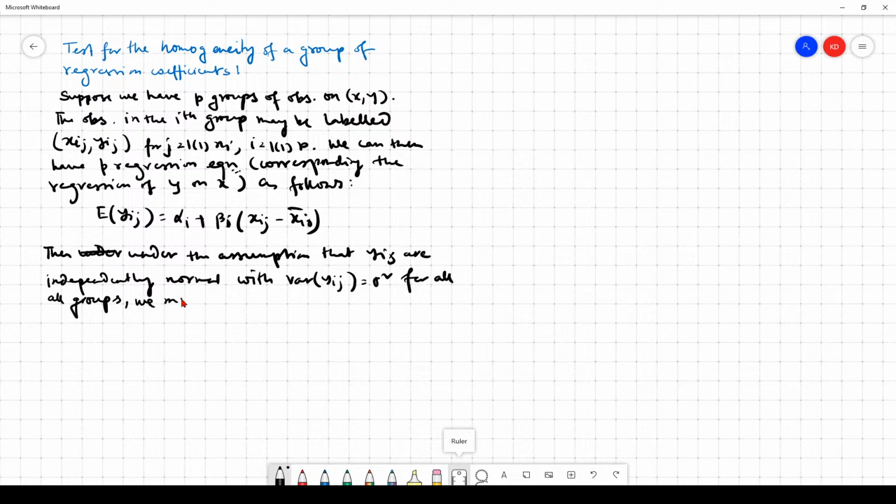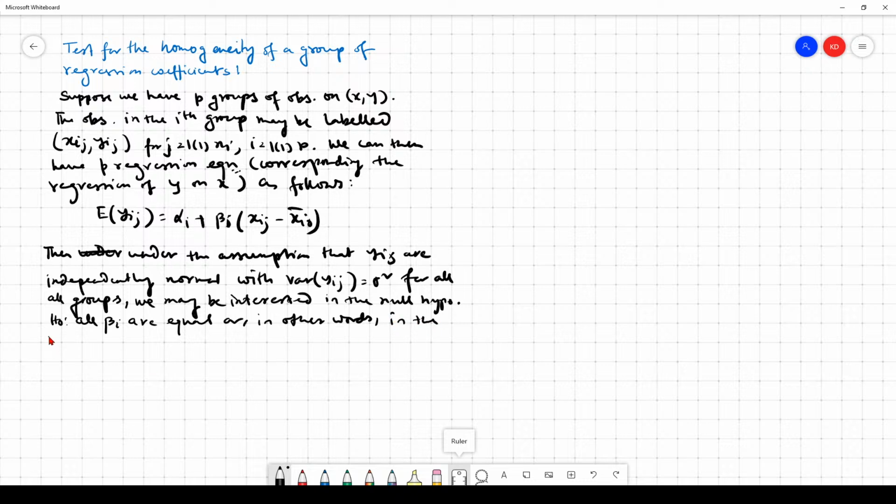We may be interested in the null hypothesis H naught, all beta i are equal, or in other words, the hypothesis that the p regression lines are parallel to one another.